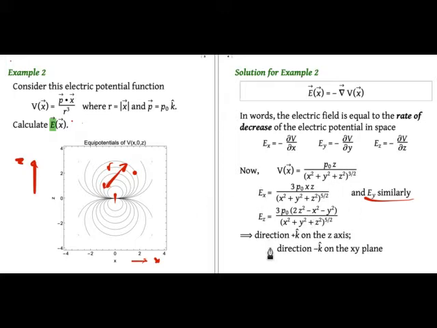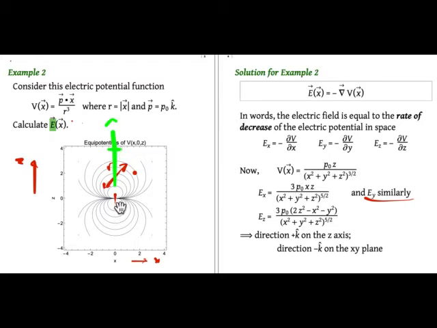So let's look at the direction of the electric field on the z-axis. So here's the z-axis. Let me use a different color. So here's the z-axis. What if I were considering a point here on the z-axis?